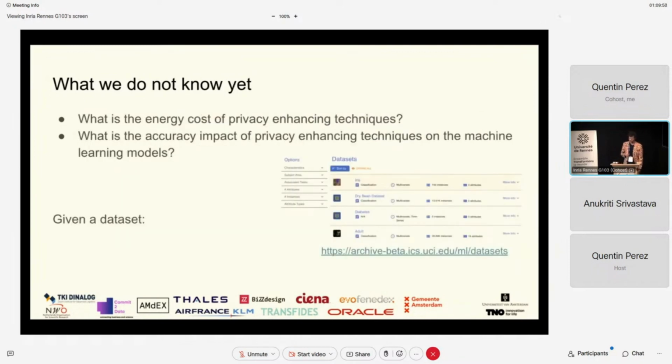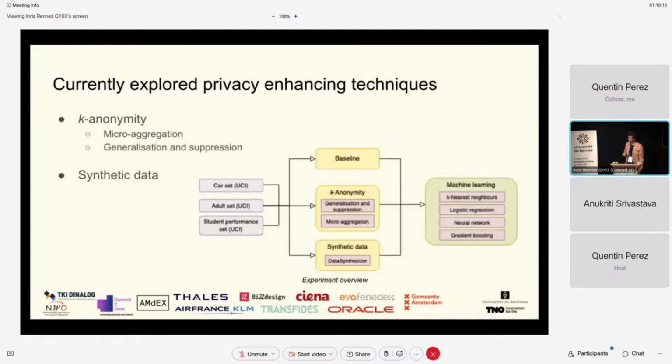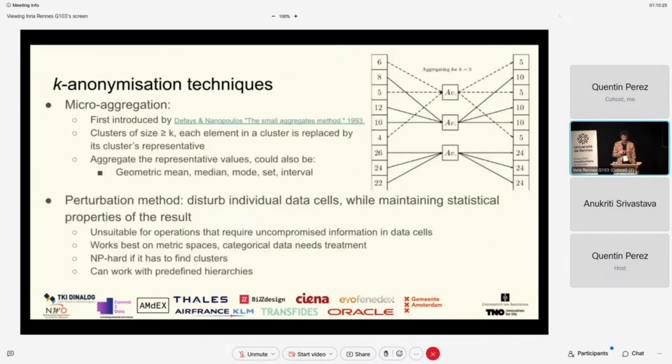So what we don't know yet is what is the energy cost of privacy enhancing techniques, such as anonymization methods, and what is the impact on the accuracy of machine learning, and what does it do with the energy consumption? So what we explored earlier was privacy enhancing techniques such as k-anonymity, and we will also include synthetic data in this research.